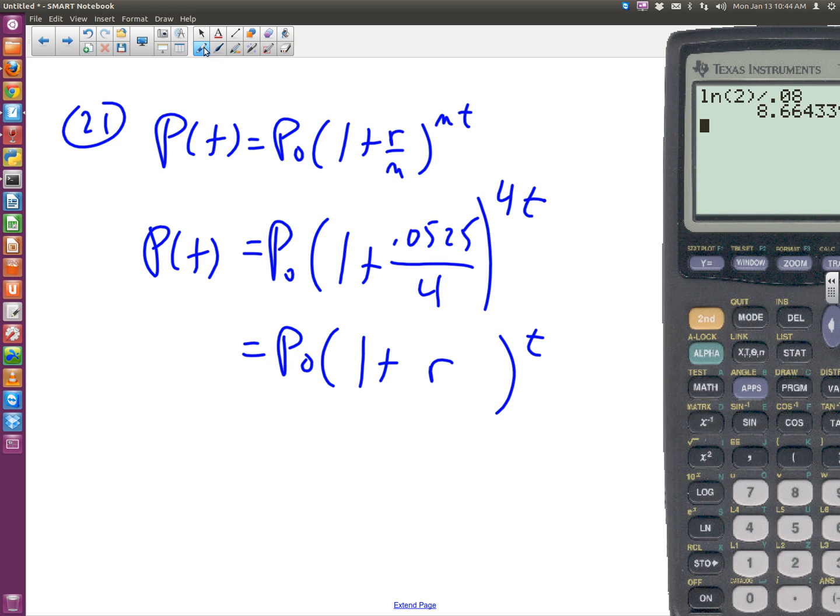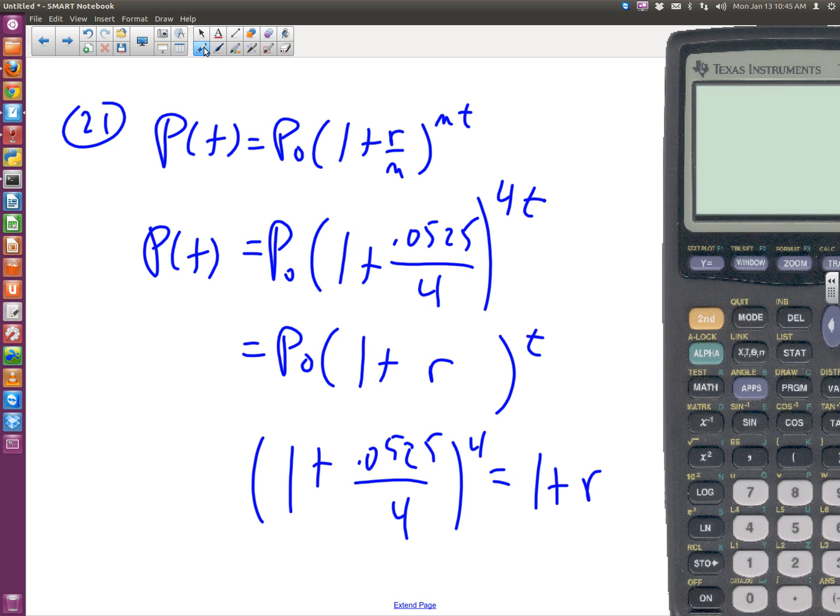So how do you solve for R? How do you make these equal? So these are equal. How do you solve for R? The P0s cancel. The T's cancel. You have to say this. So solve for R. Figure that out in the calculator, subtract 1.